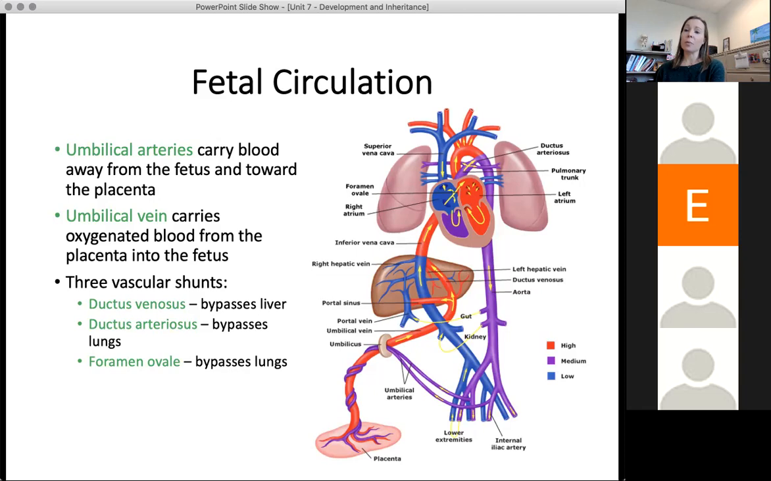Then there is another one called the foramen ovale. This diverts blood from the right atrium directly into the left atrium. So it's actually a small hole in between the 2 atria. And then finally, the ductus arteriosus, that diverts blood from the pulmonary trunk to the aorta.